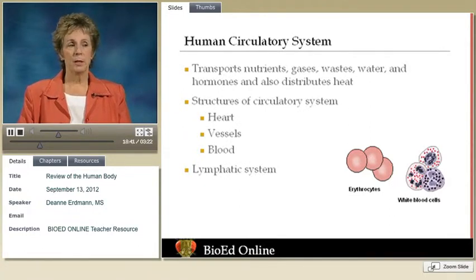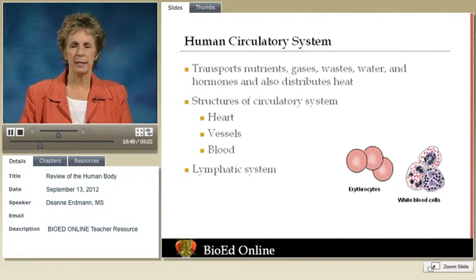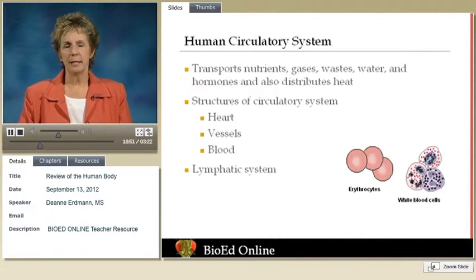Let's move to the human circulatory system. The circulatory system is what I call the mass transit system of the body. We've got all these neat systems out there, the respiratory system and the urinary system, but they're not connected to one another, yet they're performing functions that are necessary for all the cells of the body. So we've got to have some way of pickup and delivery of materials from place to place, and that's the job of the circulatory system.